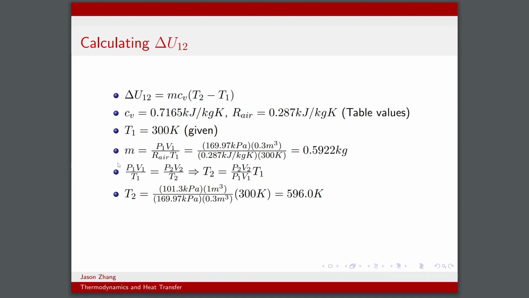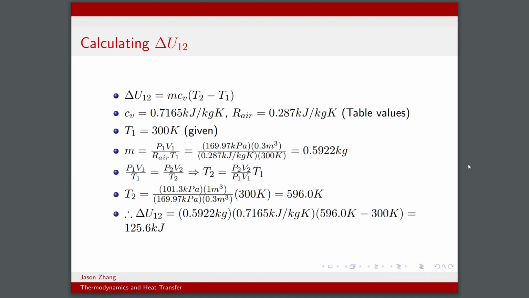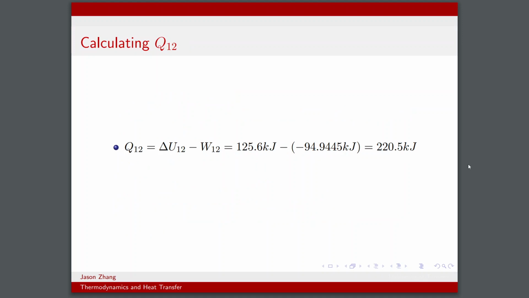So this equation we could simply derive from the ideal gas law. You would get PV over T is equal to mR, because the mass of the air never changes due to conservation of mass, and the gas constant for air does not change. This would be the same value whether we're in the initial or final state. So now that we have T2 and T1 as well as m and CV, we plug those into our equation and we find that the change in internal energy is approximately 126 kilojoules.